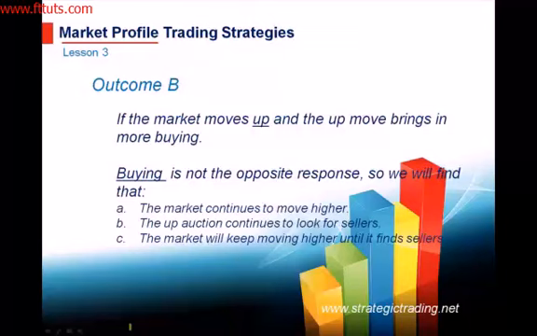We don't have any selling. We've got buyers. Well, guess what? Buying is not the opposite response of what we're looking for. So the auction market just has to keep going up. Because remember, the auction market keeps moving until it finds the opposite of what it's looking for. So if it was moving up, it's looking for sellers, and now it found buyers, so it just has to keep going. So the market continues to move higher.